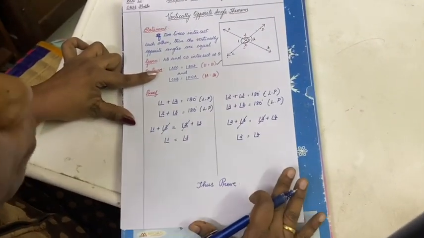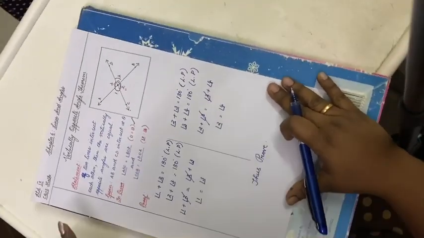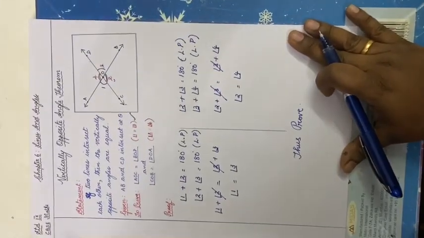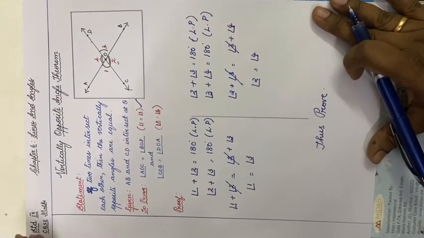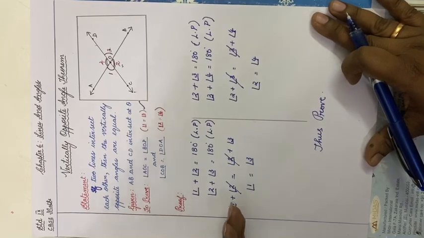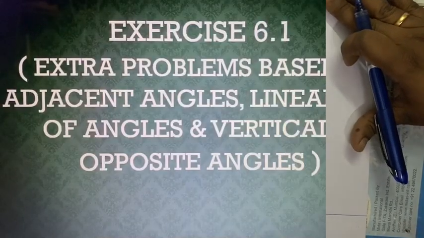Very, very important theorem. From 9th standard onwards, you're going to learn certain theorems which will come for your exam, and you have to learn them as such. The statement, given, to prove, and proof. So you have to learn this very important theorem.